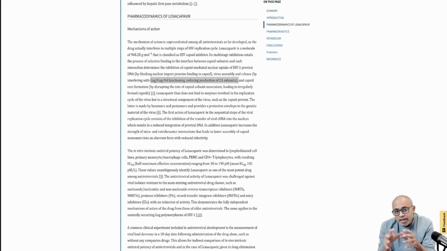So this is how Lenacapavir works. Now that you understand these main concepts, I'd like to simplify how Lenacapavir works.